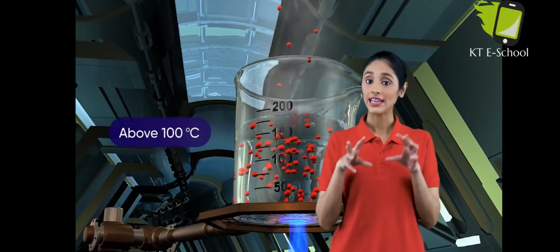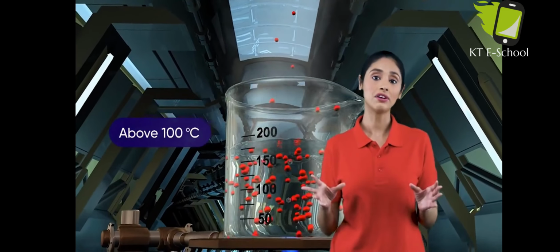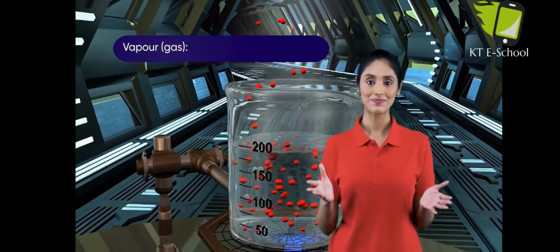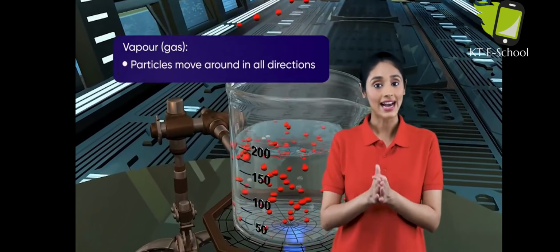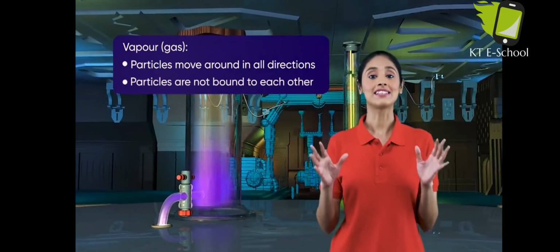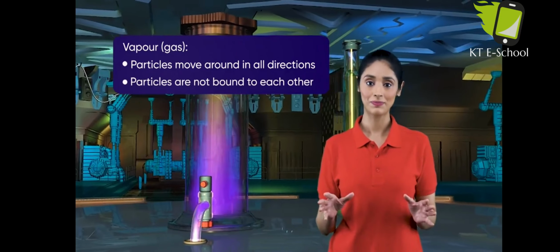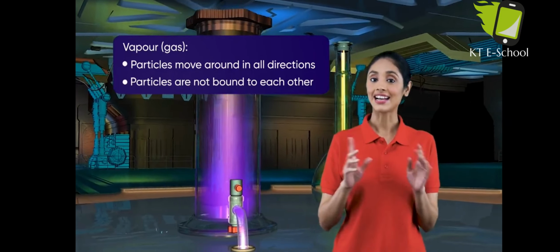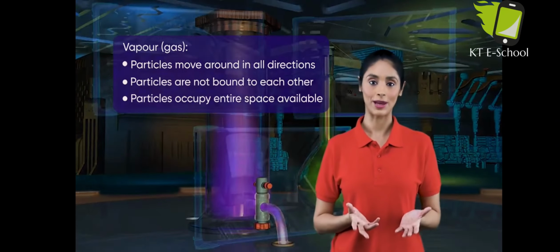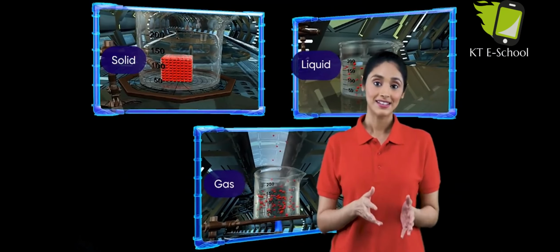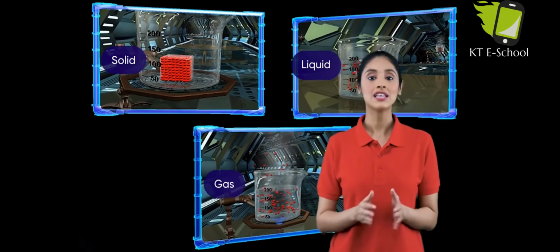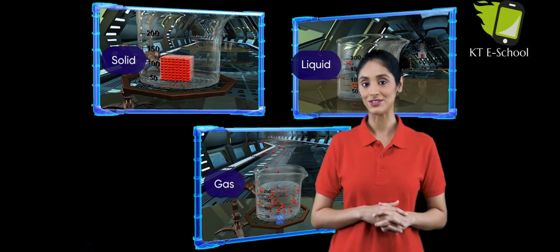If we heat this water above 100 degrees Celsius, the water turns into vapor. The particles in a gas move around in all possible directions as they are not bound to each other. But unlike liquids, they occupy the entire space available to them. Thus, the 3 forms of substances show the definite arrangement and movement of particles.